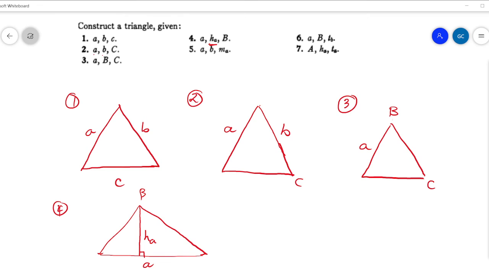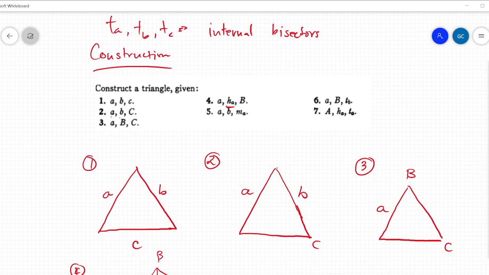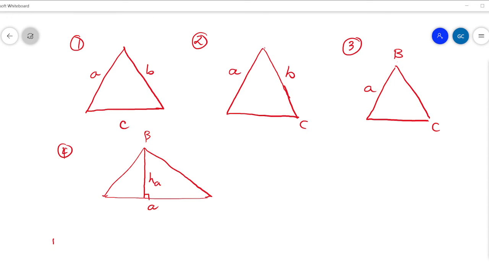So MA is actually just median. Sorry. Let's just add that. If we have here MA or MB, MC, this is just median. By median, middle of a side. Let's say for MA, that is middle of side A. If we have MB, this is a median of side B.